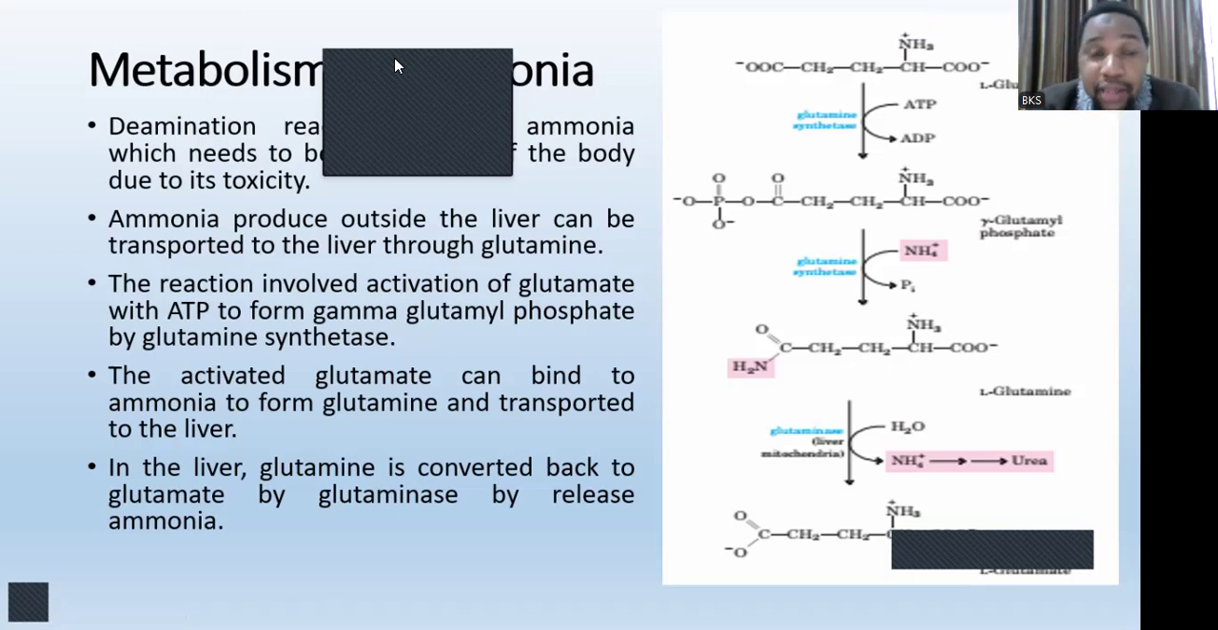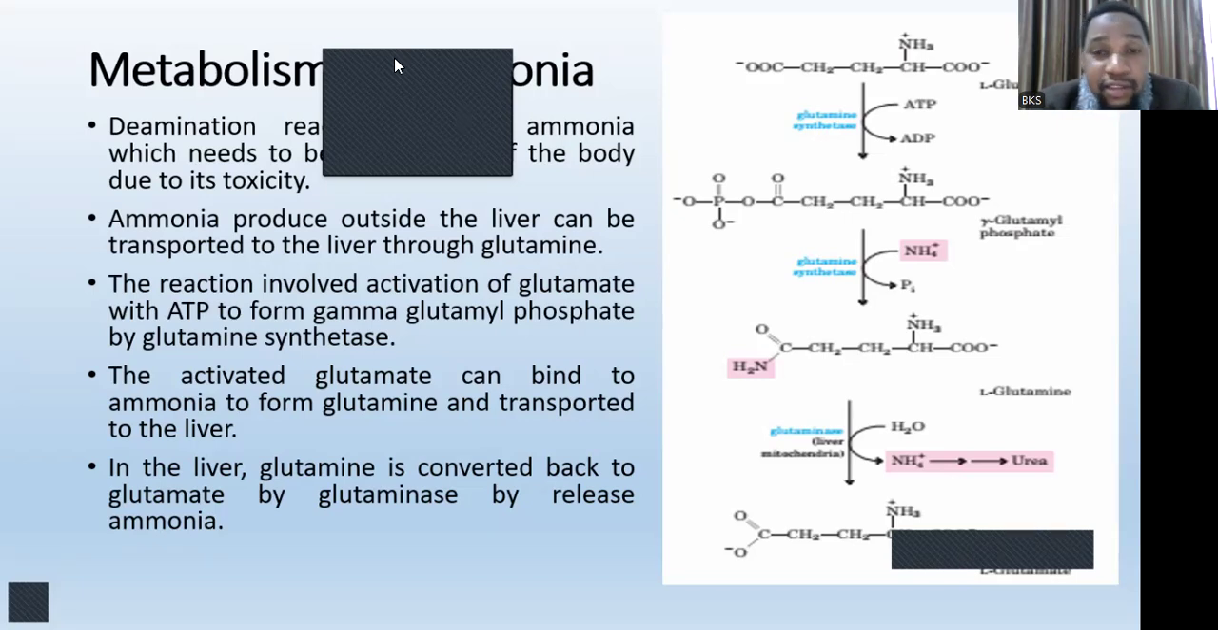First of all, the glutamate needs to be activated to react with the ammonia. The activation involves reacting with energy in the form of ATP by the enzyme called glutamine synthetase. So glutamine synthetase activates glutamate. How does it activate? By attaching a phosphate group to the secondary carboxylic group of the glutamate to form gamma-glutamyl phosphate. So gamma-glutamyl phosphate now has sufficient energy to react with ammonia.